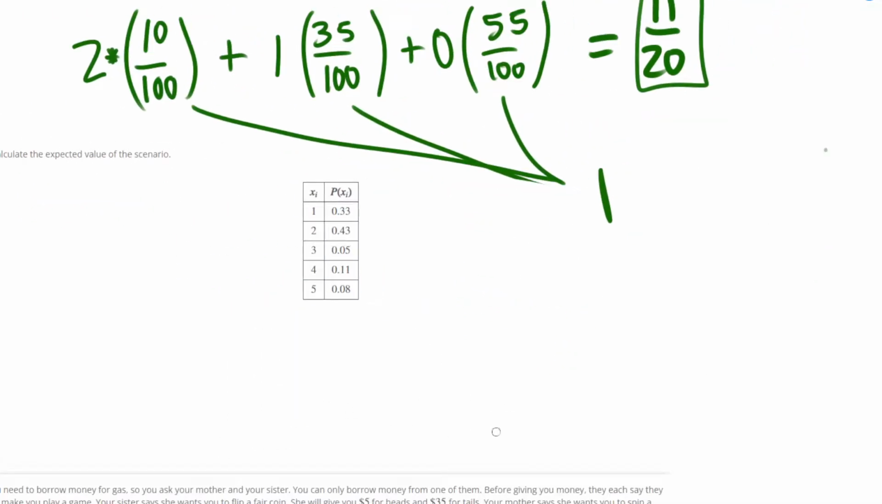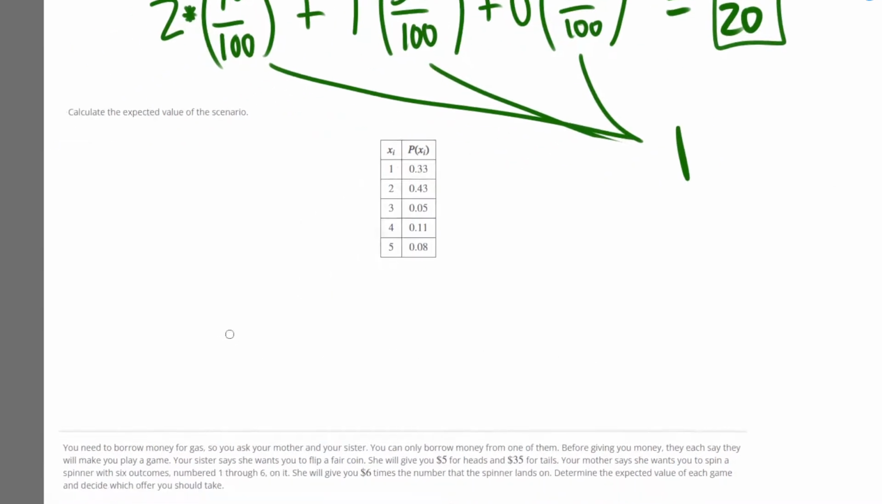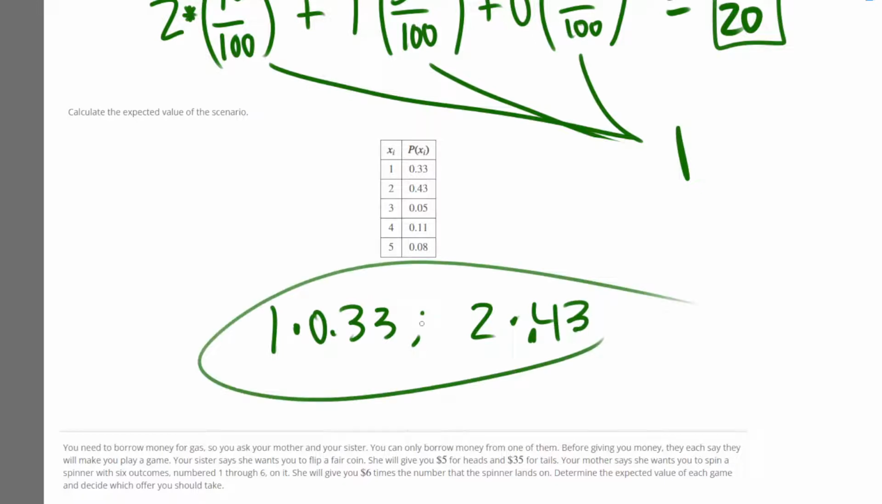I'll skip this one. I'll go over what it would look like. It'd be 1 times 0.33, and then 2 times 0.43, and so on, and then you'd add all of those up.